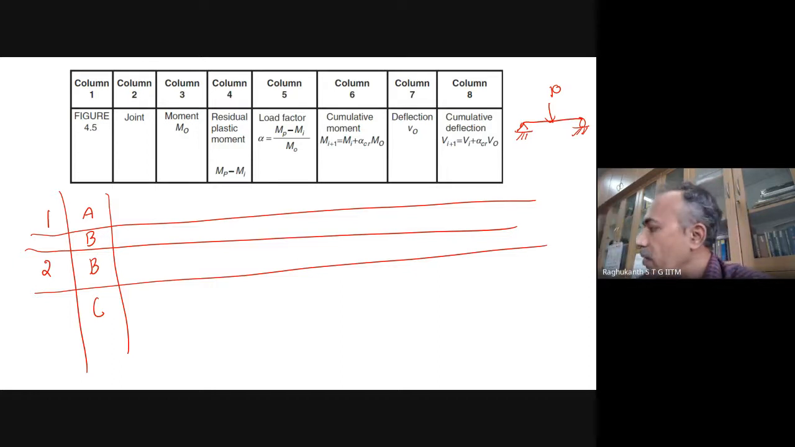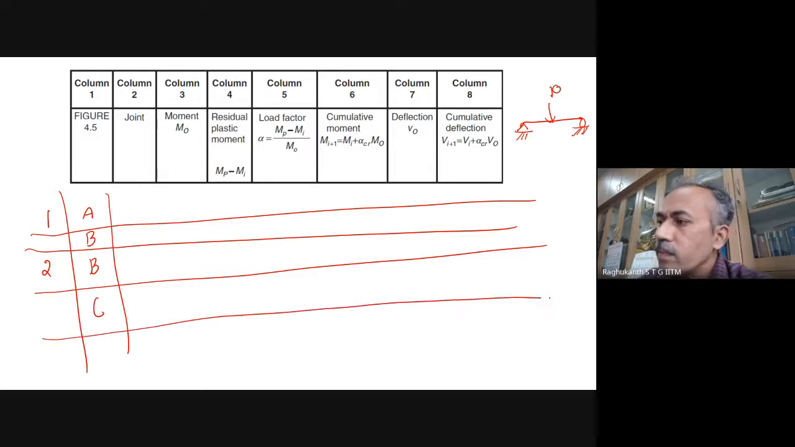What's the moment at A? Because it has already been plastified. So what will be the bending moment at A now? So what's the bending moment? So this is 1 and this is 2. Okay, so A, B, C.